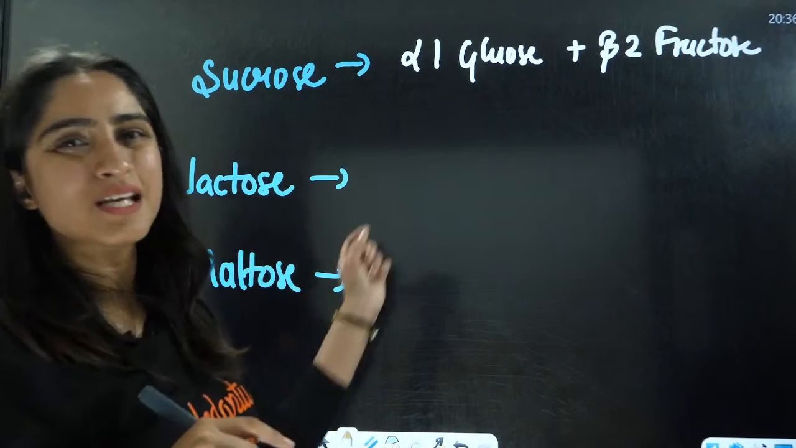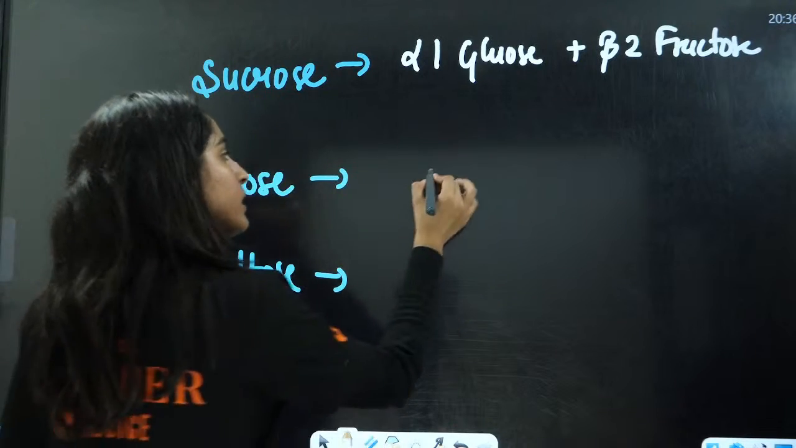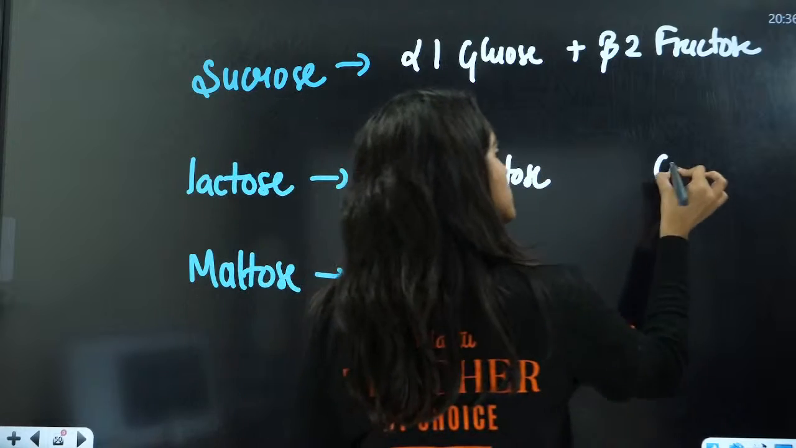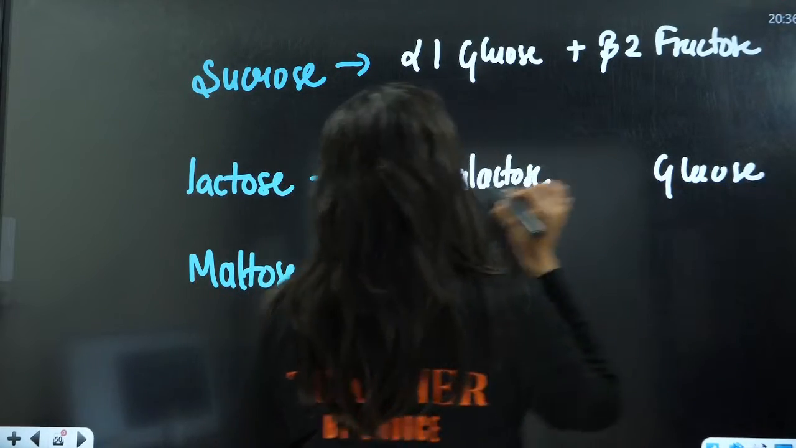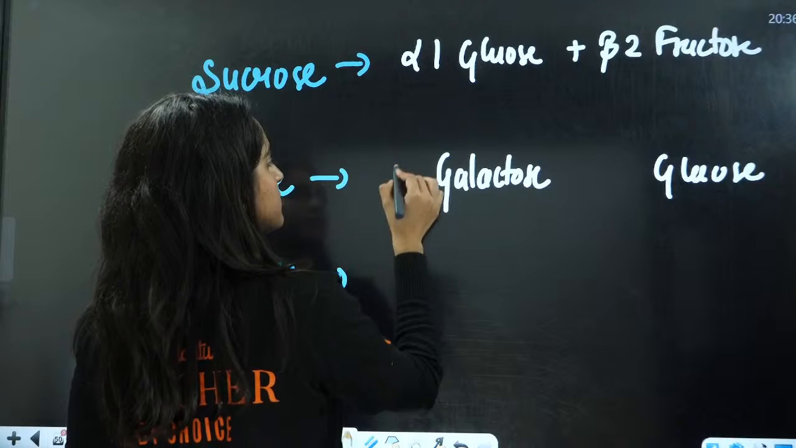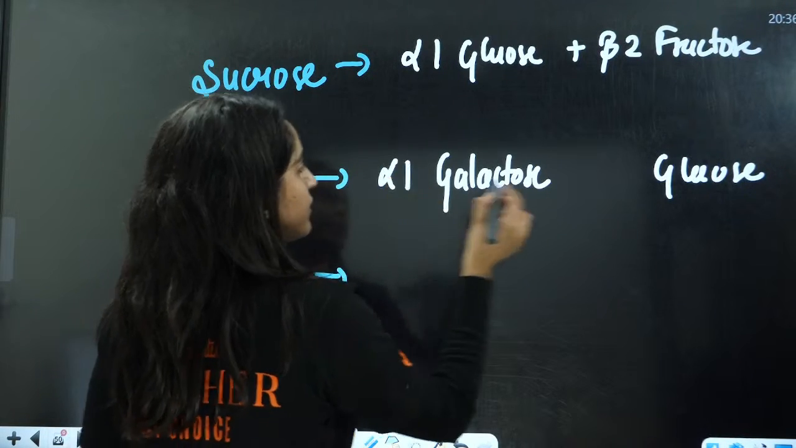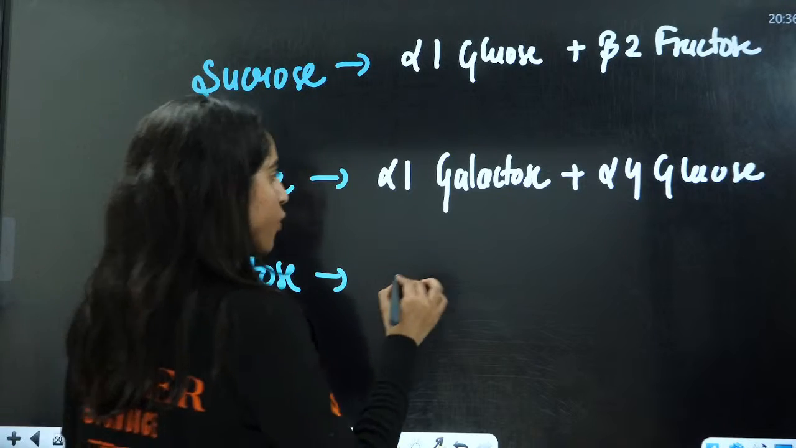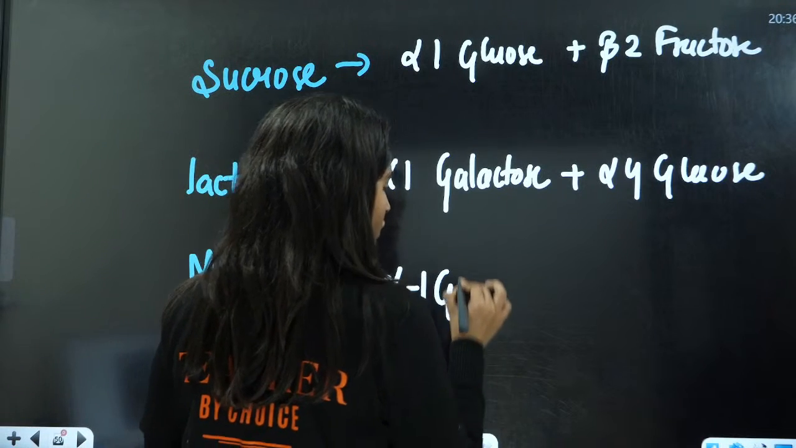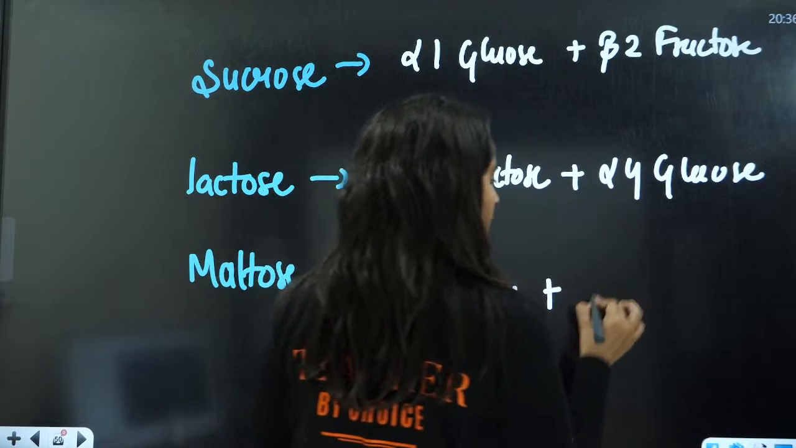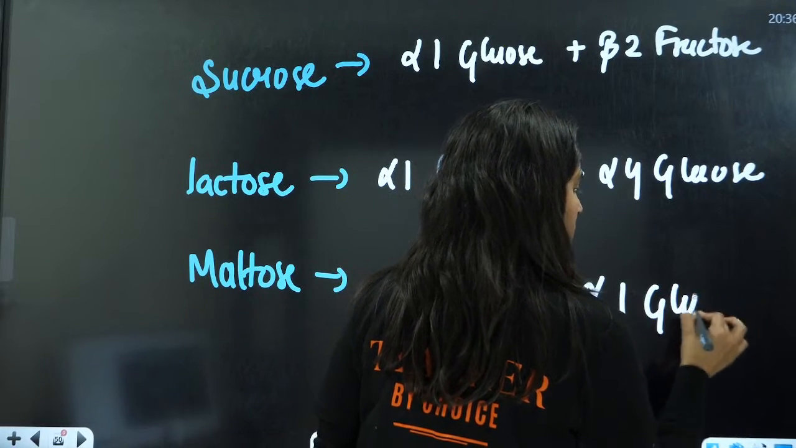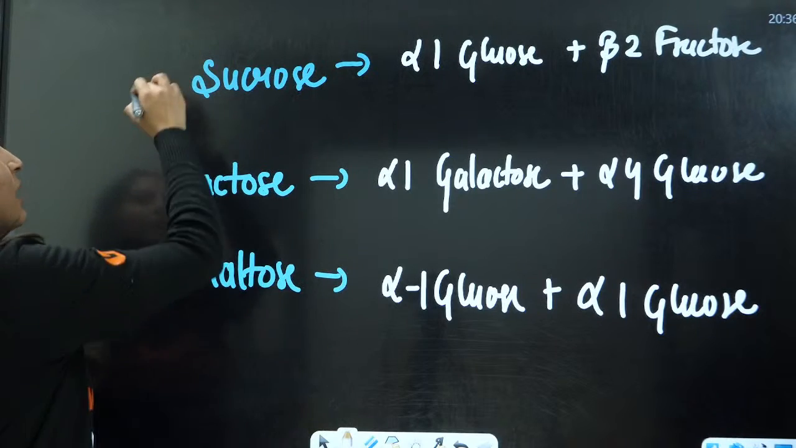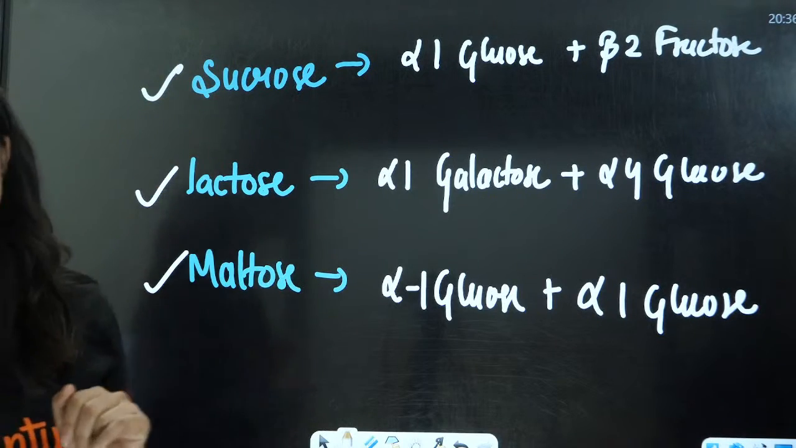Second, lactose is galactose and glucose. Okay, this is from galactose and glucose. Right, this is C1, this is alpha 1 plus this is alpha 4. Right, okay, and maltose is both glucose, alpha 1 glucose plus alpha 4 glucose, right? Okay, we have done these three things: sucrose, maltose and lactose, right?